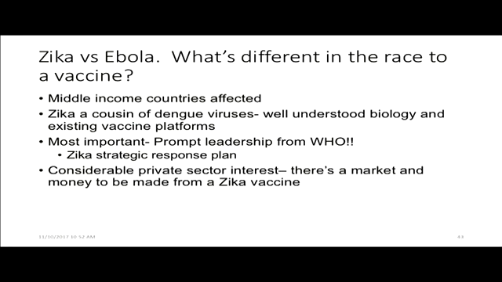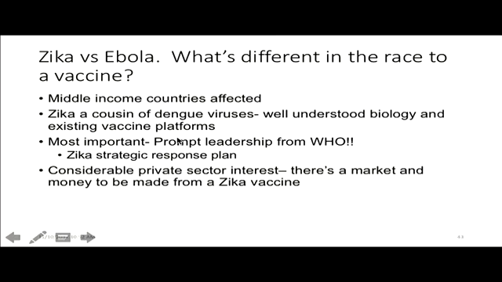There's an enormous amount of interest in making a Zika vaccine. There wasn't so much commercial interest in making an Ebola vaccine. So what's the difference? The difference is middle-income countries with markets big enough that vaccine developers can get a return on investment, can make a profit, are being affected by the Zika virus.